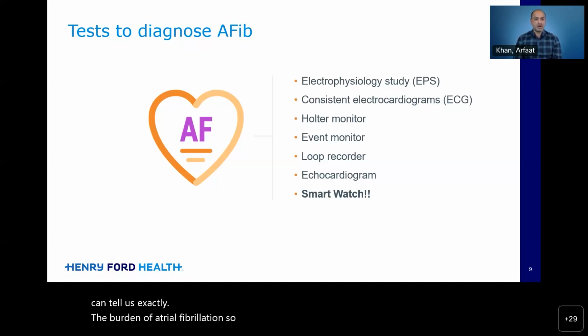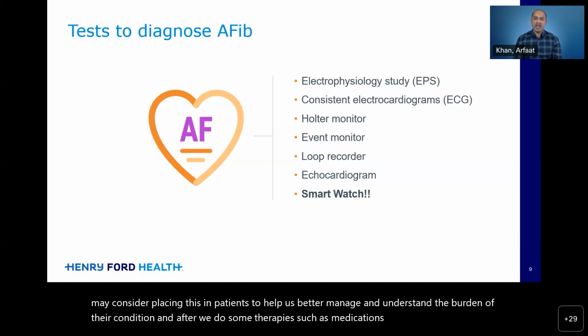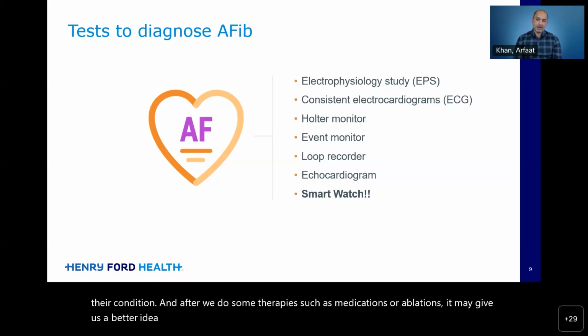So sometimes with patients that are known to have AFib, we may consider placing this in patients to help us better manage and understand the burden of the condition. And after we do some therapies such as medications or ablations, it may give us a better idea of whether or not our treatment strategy has been successful.